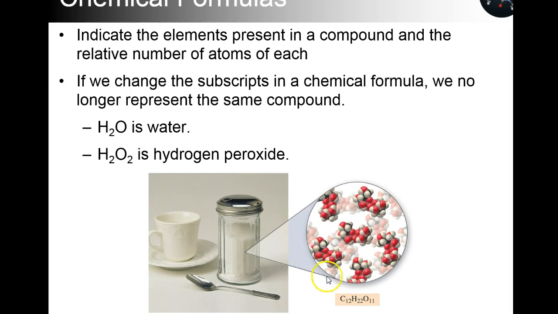Another thing we can look at here is this larger molecule, C12H22O11, which is one of the forms of sugar that we put in our coffee. So as we put on more hydrogens, more oxygens, and add in the carbons too, we have another compound.